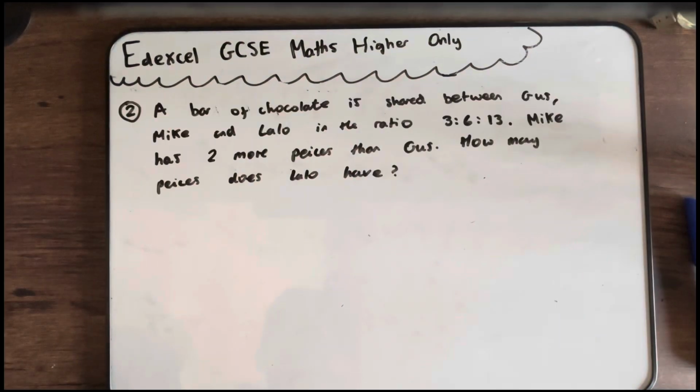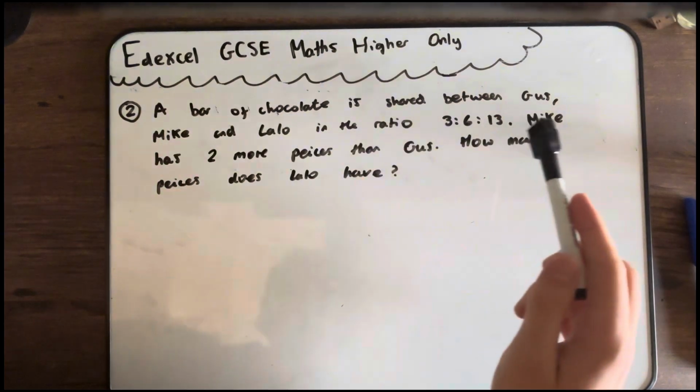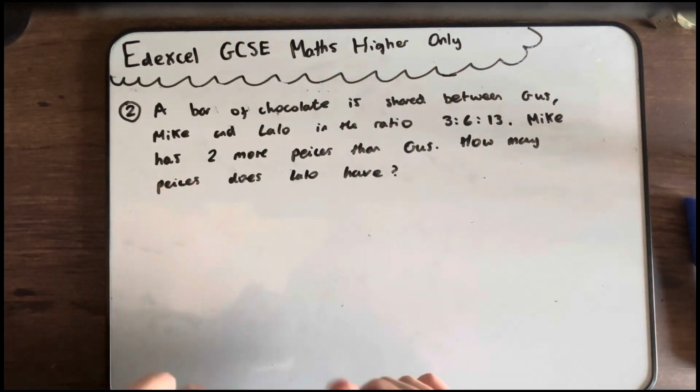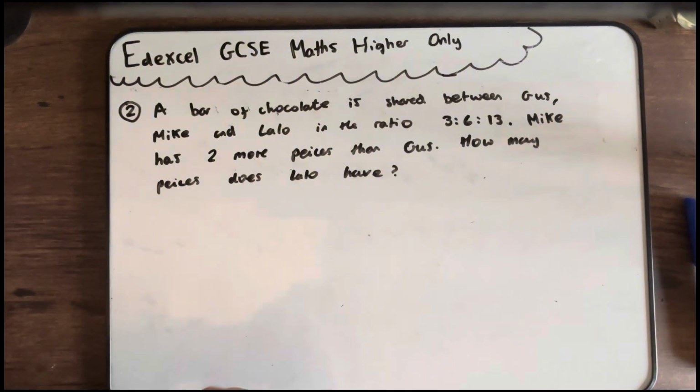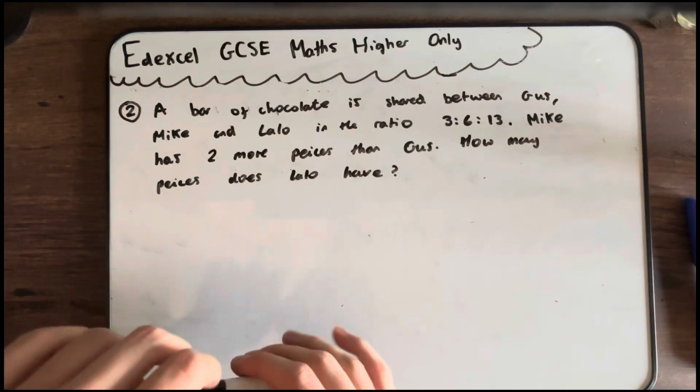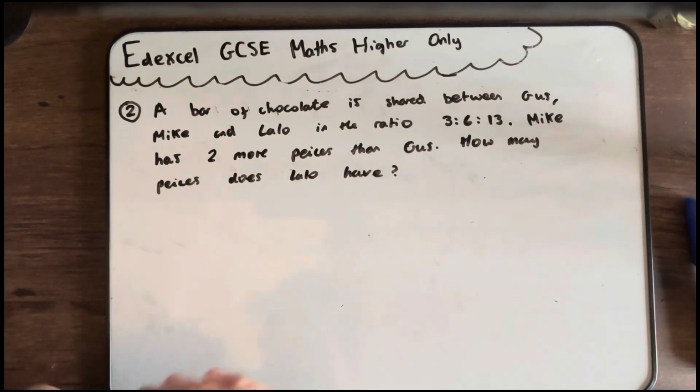Okay, so this question is for you now. A bar of chocolate is shared between Gus, Mike and Lalo in the ratio 3 to 6 to 13. Mike has 2 more pieces than Gus. How many pieces does Lalo have? Now take some time to pause the video, do the question, and then I'll show the workings out and the answer afterwards.